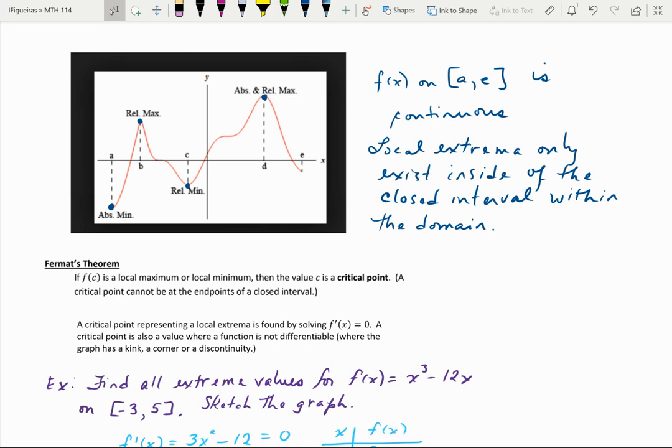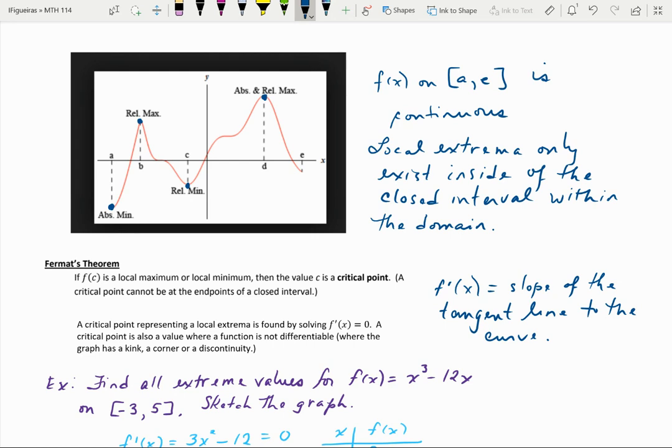Well, you're going to use what you already know about derivatives. A critical point represents a local extrema, and it is found by solving f prime of x equal to 0. Remember, f prime of x represents the slope of the tangent line to the curve. And when the tangent line has a slope of 0, it means that we have a tangent line that is horizontal to the curve.